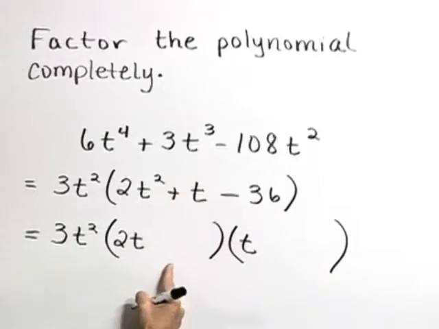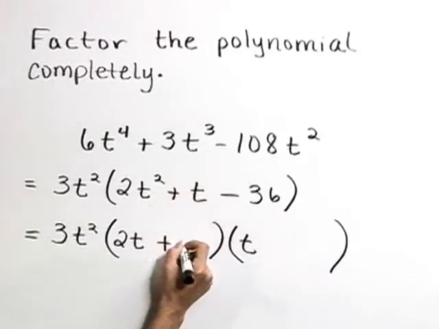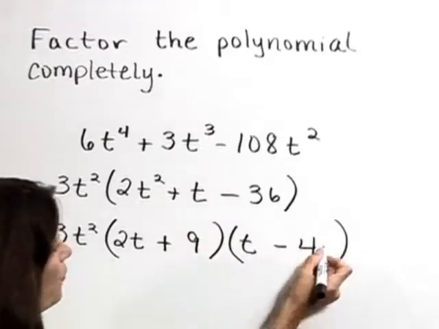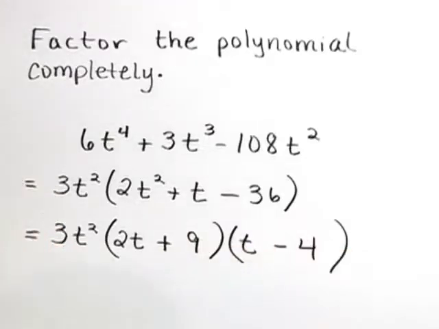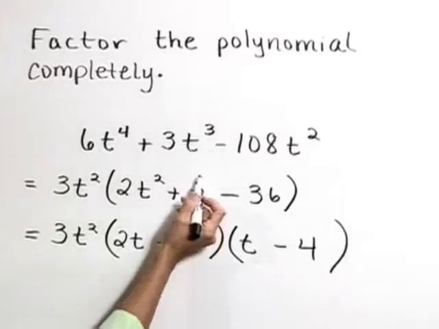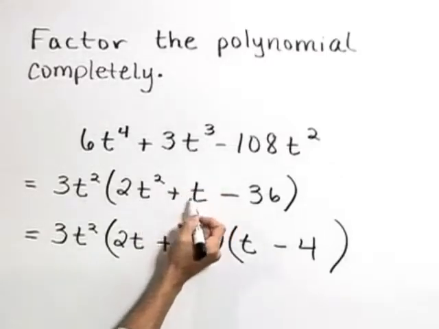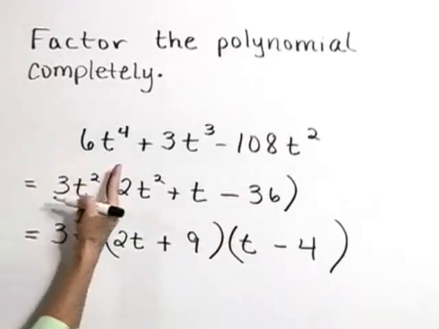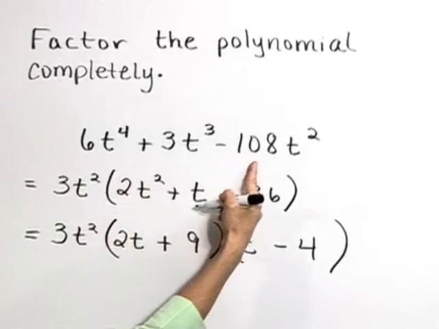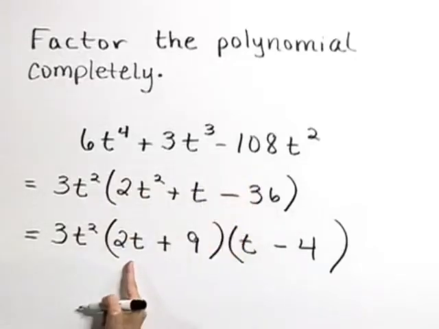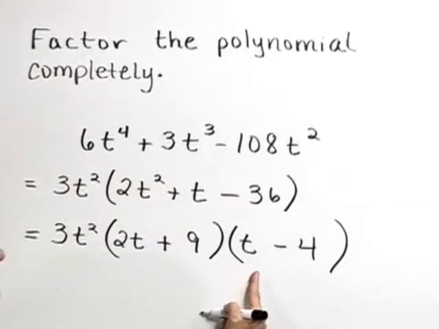sum of positive 1. If we place a positive 9 up front and a negative 4 in the second binomial, a quick check shows that 9t and a negative 8t does give this inner term positive 1t. Therefore, the completely factored form of 6t to the fourth plus 3t cubed minus 108t squared is 3t squared times 2t plus 9 times t minus 4.